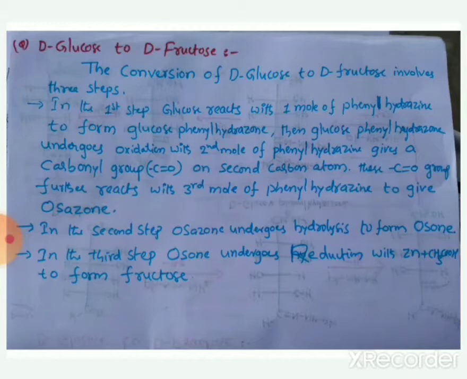In the second step, osazone undergoes hydrolysis to form osone. In the third step, osone undergoes reduction with zinc and acetic acid to form fructose.